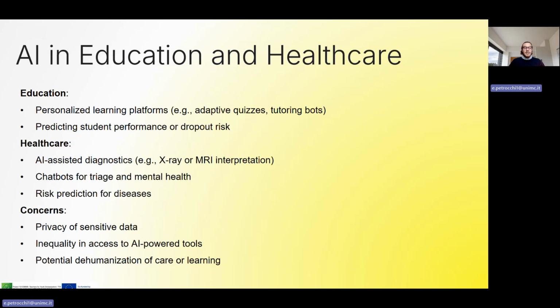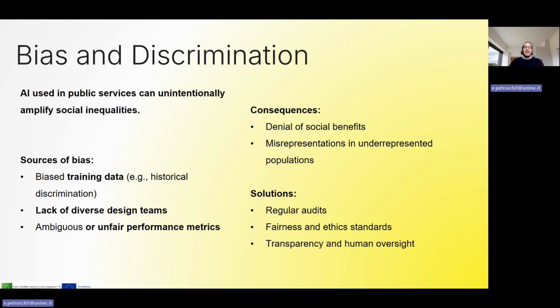AI is used also in education and healthcare, and there are concerns related to privacy of sensitive data, inequality in access to AI-based tools, and potential dehumanization of care or learning. There are many sorts of biases, of course, in AI systems, and we will delve into that in future classes. There are biased training data, a lack of diverse design teams, and ambiguous and unfair performance metrics, and these entail and cause extremely discriminatory practices and systems. And of course, the consequences are denial of social benefits and misrepresentation of underrepresented populations.